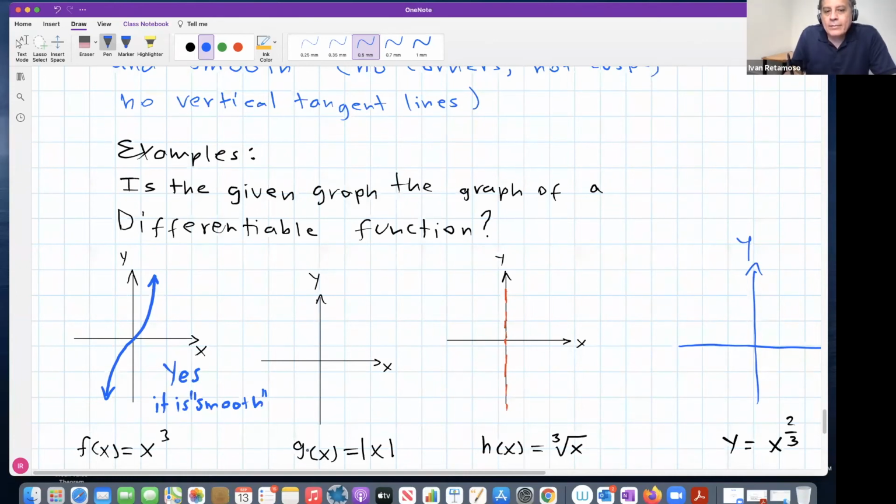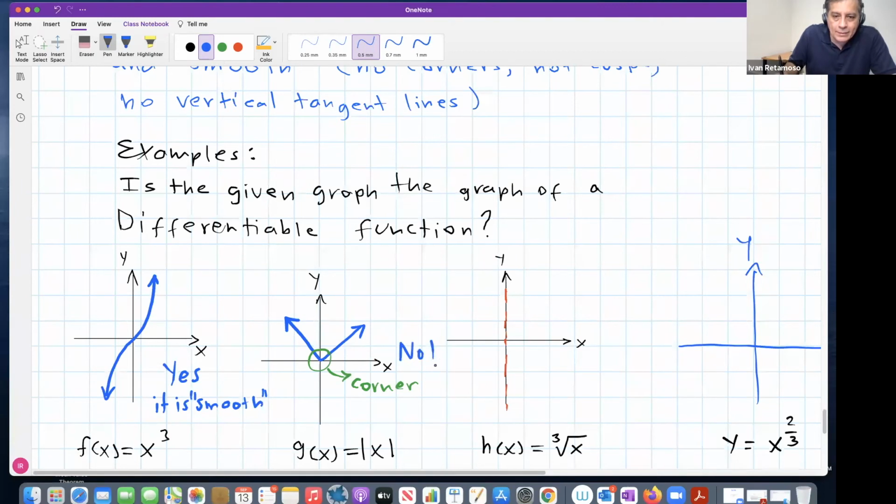What about this other function, g of x equals the absolute value of x? Remember, the graph of the absolute value function looks like a V as in victory, and it is continuous, all in one piece. But here there is a problem. Look at this. This is what mathematicians call a corner. Because of this corner here, you can say that this one is not a differentiable function.